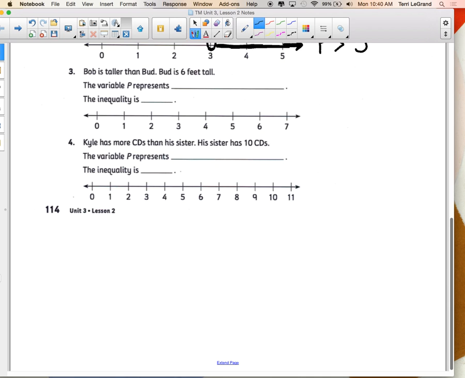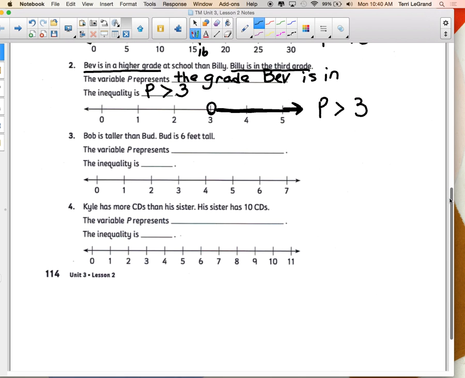Okay, let's go on to Bob is taller than Bud. Bud is 6 feet tall. Okay, let's see if I cannot mess this one up this time. Bud is 6 feet tall. So we do not know Bob. So I'm going to go ahead and put Bob right away so I don't mess this one up.